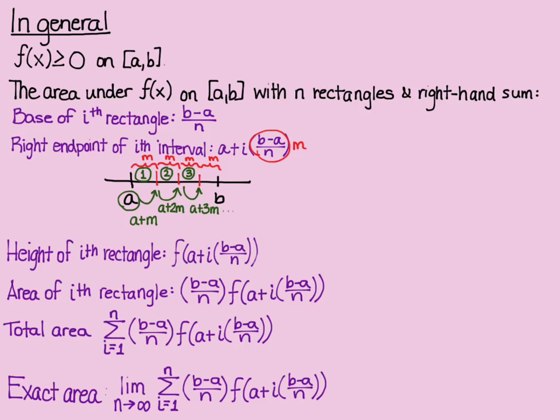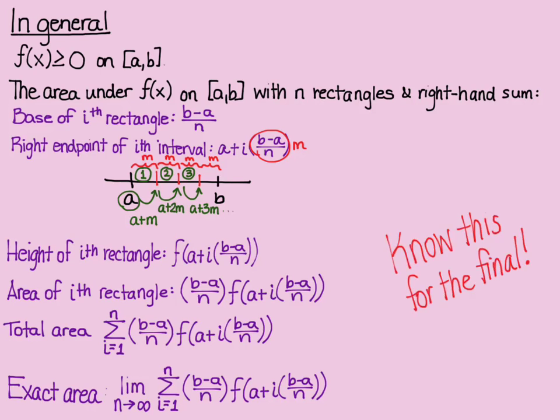We saw in the first video that if we wanted the exact area under the curve, the final thing that we would have to do is take the limit as the number of rectangles goes to infinity. So the exact area under the curve is the limit as n goes to infinity of the sum as i goes from 1 to n of b minus a over n times f of a plus i times b minus a over n.